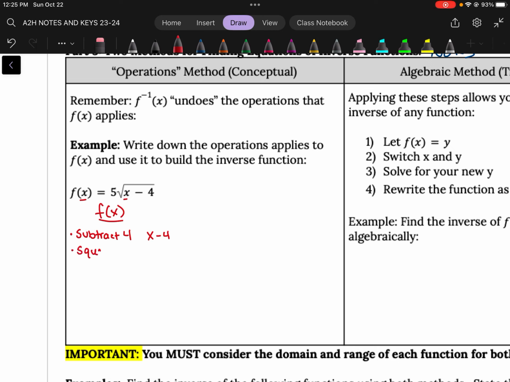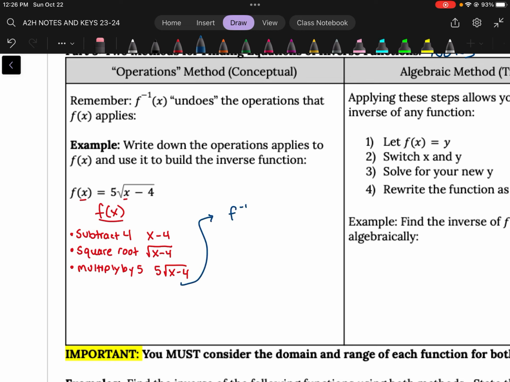Then my next step is I square root, right? That's literally like if I plugged in the number 8, I would subtract 4, then I would take the square root of my result, and my last step would be multiply by 5, right? So I'd end up with this. Those are the operations in the correct order for f of x, right? Subtract 4, square root, multiply by 5.